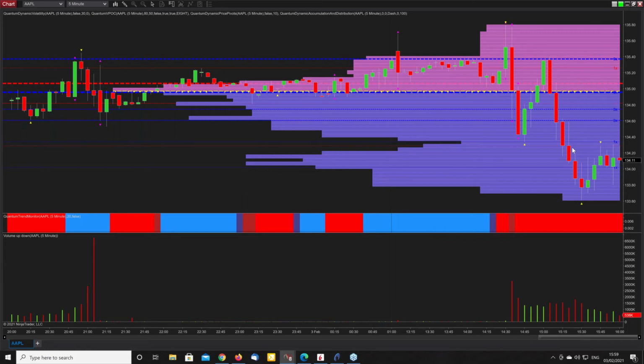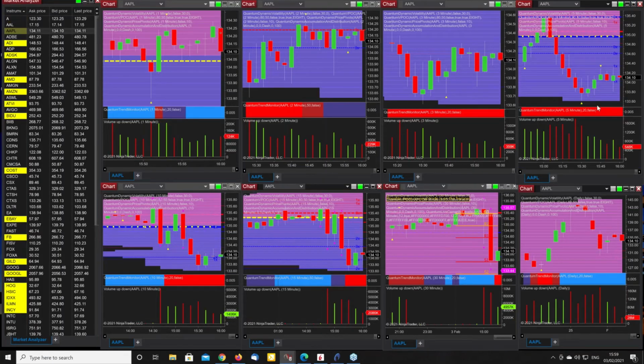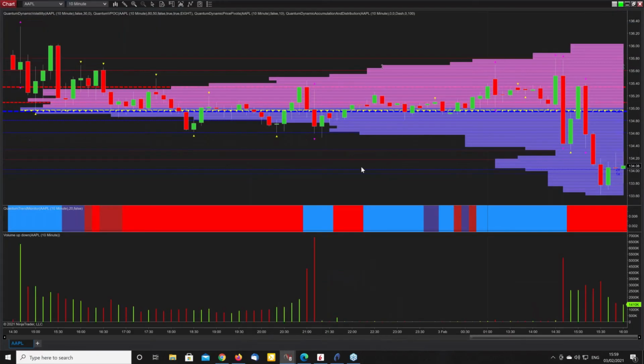This is still looking pretty weedy. It's really struggling to get higher. Can't even get through this low volume node at the moment. The trend monitor is still bright red on this particular time frame. This is on the 5-minute. Down onto the 10-minute.